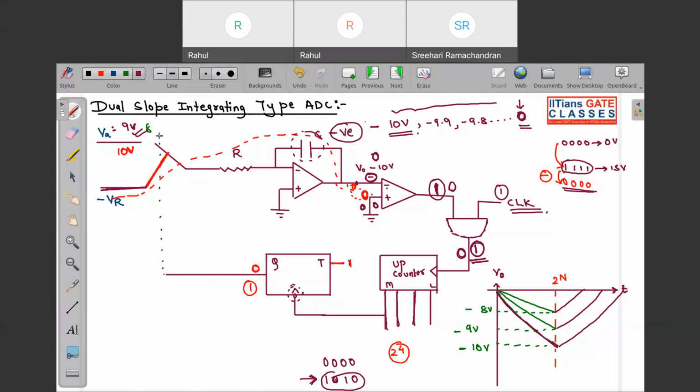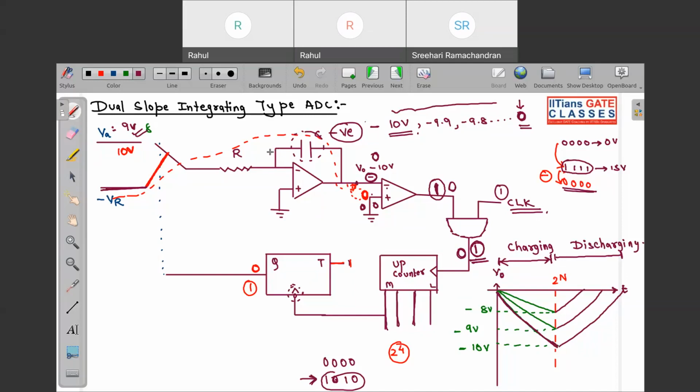Clear? Yes. So now listen very carefully. This is known as your charging time, and for the corresponding 10 volt, this is your discharging time.